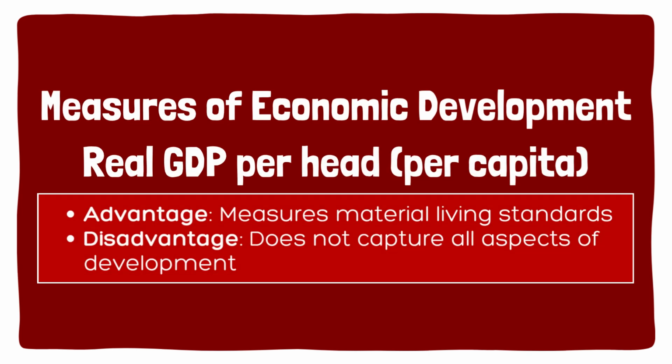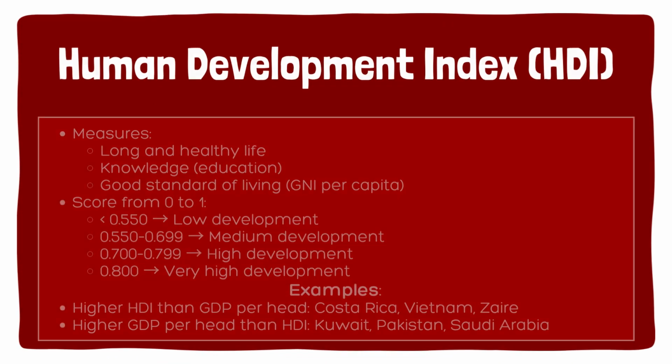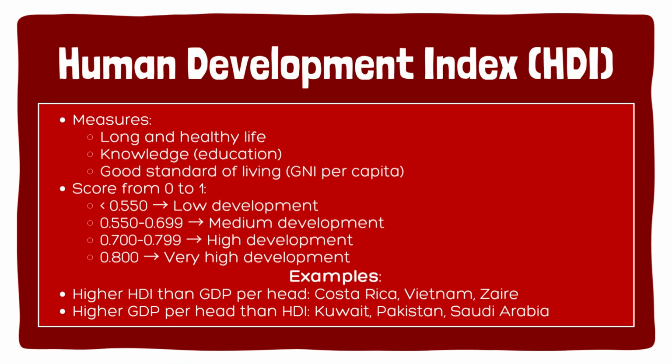Measuring development is not simple. Real GDP per head is commonly used, but it only reflects material living standards. A wider measure is the Human Development Index, or HDI, which considers life expectancy, education, and income. It ranges from 0 to 1, with higher values indicating higher development. Some countries rank higher in HDI than GDP per head, showing that income alone does not fully measure development.